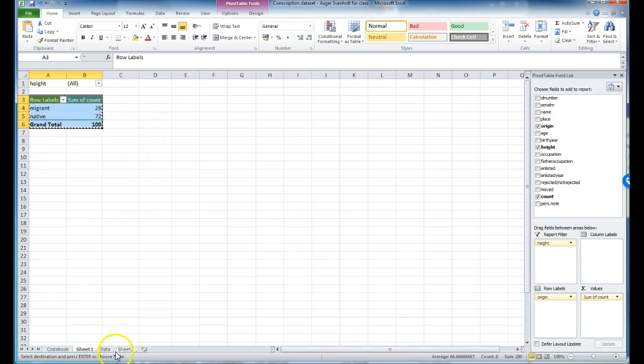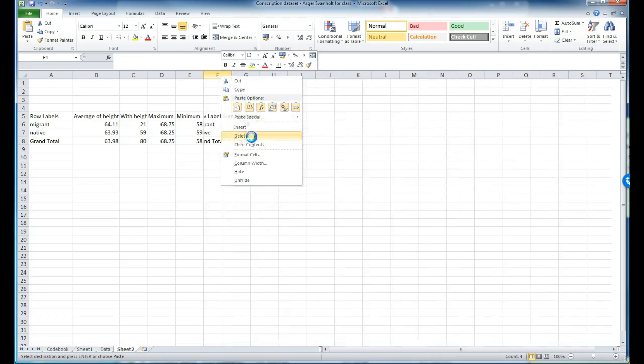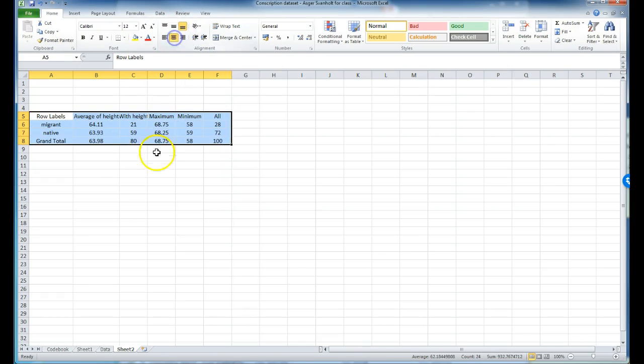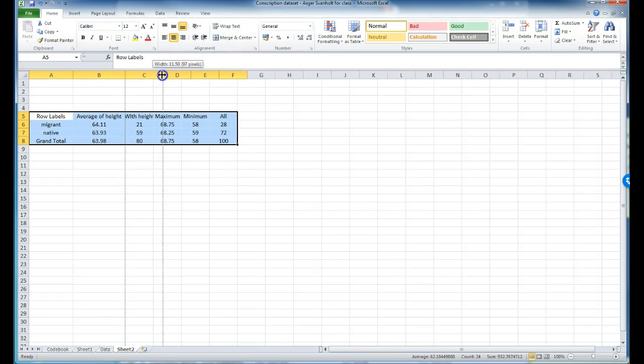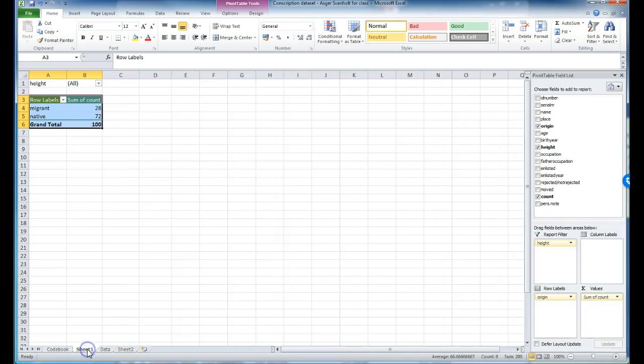So this is something else that I would take with me. And let's say all. And then we would be able to see this would be an analysis of the heights of individuals. All the individuals, then those who have height, and then the average height, maximum and minimum. That can help us understand how similar or how different they are. And anything can come from here.